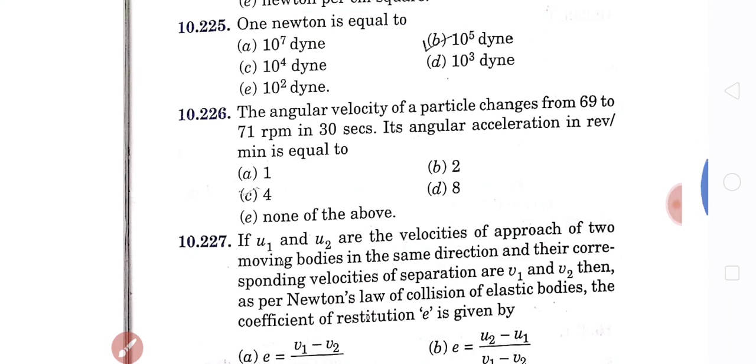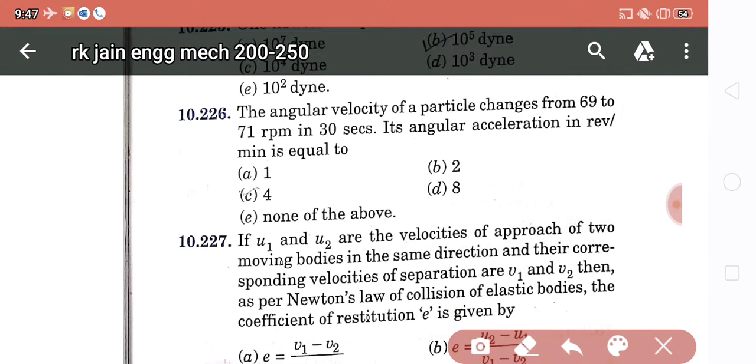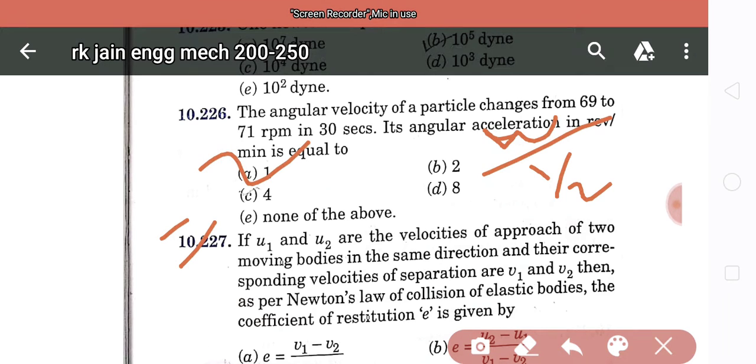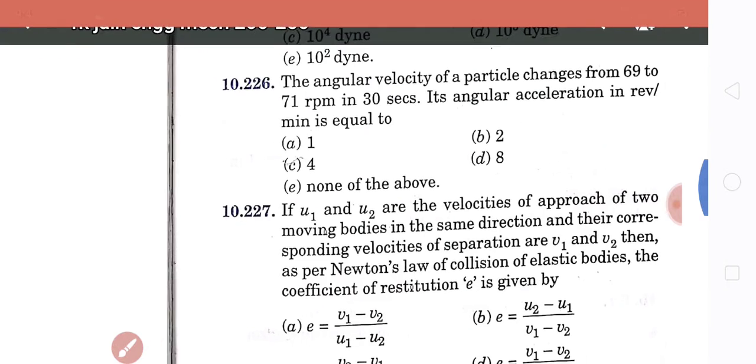Next question. The angular velocity of a particle changes from 69 to 71 rpm in 30 seconds. Its angular acceleration in revolution per minute square is equal to change in velocity by time. Change in velocity, 2 rpm, by 1/2 minute will be 4. Answer will be C.